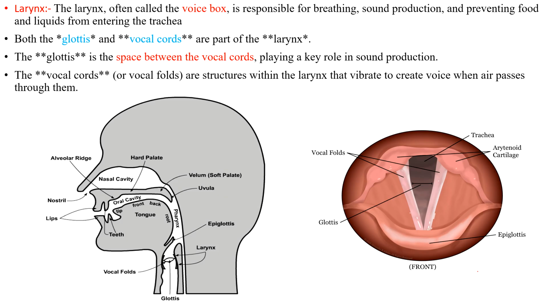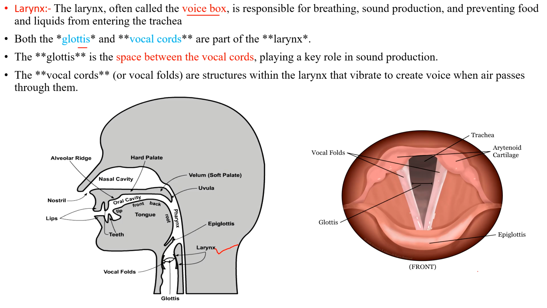So before going to learn a second type of airstream mechanism, the glottalic mechanism, we should learn key terms which are involved in the airstream mechanism. So, larynx. Larynx is also called voice box. So this is larynx.